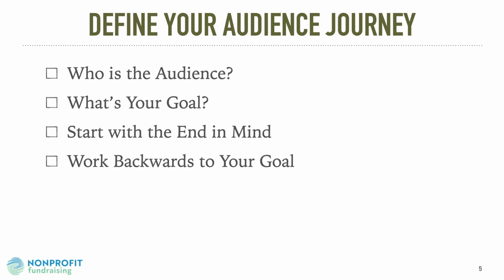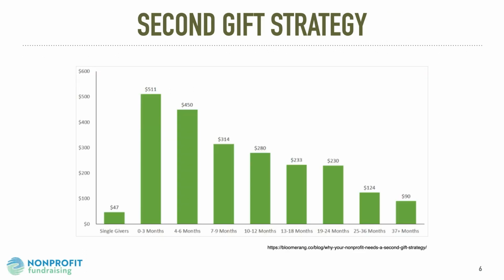We're going to talk about what's your goal, and the goal setting is figuring out what you want to achieve for each of those different segments. And there's different goals in mind. You have a different goal for a single gift donor than you do for a monthly donor. We're going to talk about starting with the end in mind. So starting with those goals in mind when you're developing out your audience journey, and then working backwards to that goal.